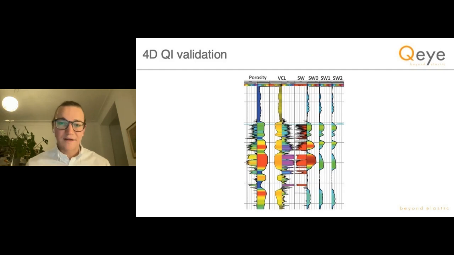Here's a plot of some validation of what our 4D results look like. We have the in situ porosity, volume of clay, and water saturation. These are plotted against our actual inversion results, and you can see that for the main sand bodies, there's a very, very good correlation. Then you have the first monitor and the second monitor, and you can see that those hydrocarbon saturated sands have now been largely replaced by water.